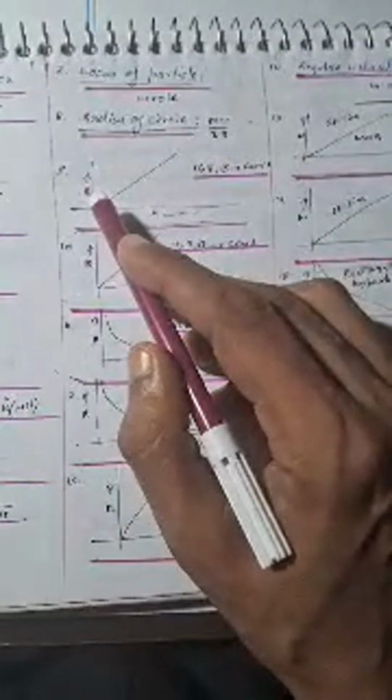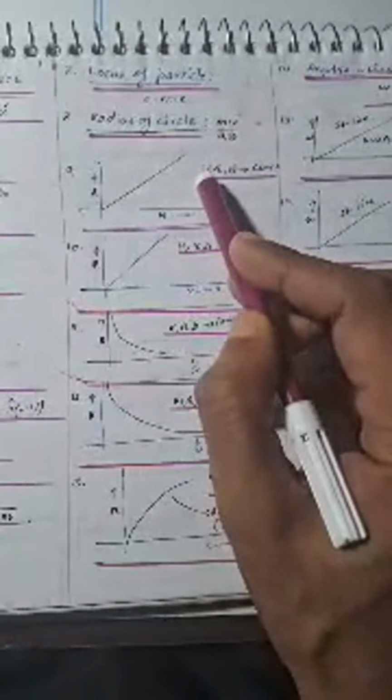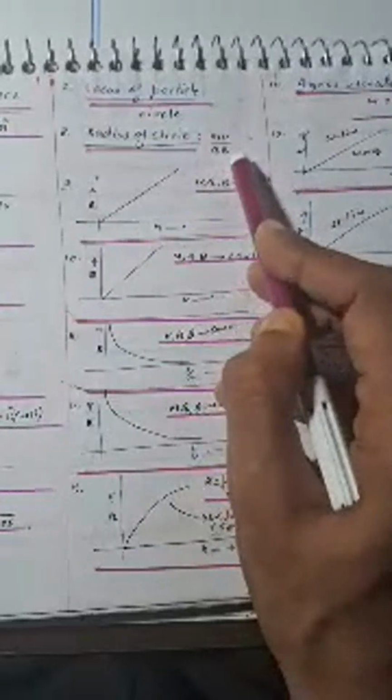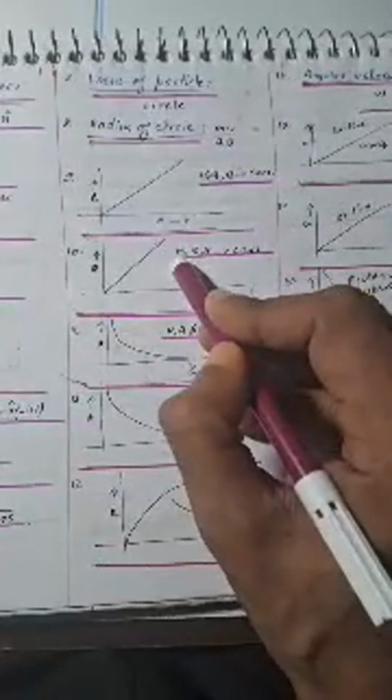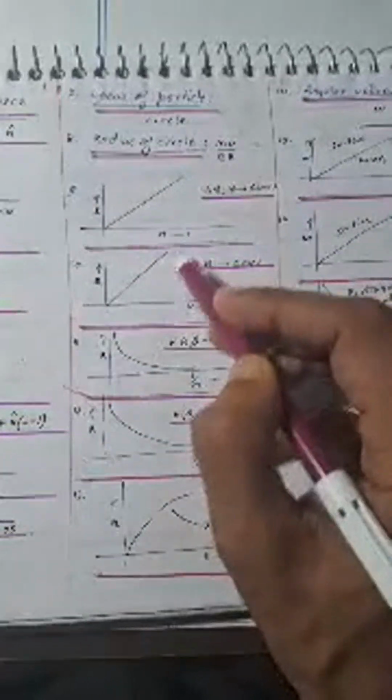Then there are certain graph based questions. The first is based on radius and mass, assuming that speed, charge and magnetic field are constant. As we can see from here, radius is proportional to mass, so the graph will be a straight line. Another question is, if mass, charge and B are constant, then again radius is proportional to speed, so the graph will again be a straight line.